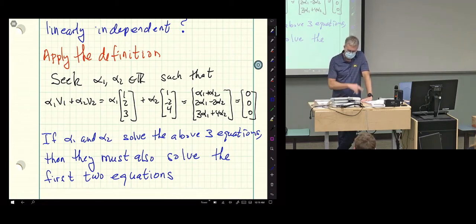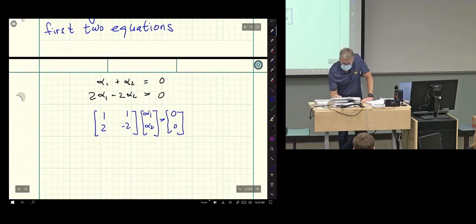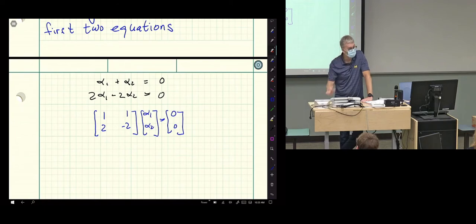So we only need to find one non-trivial solution to conclude that the vectors are linearly dependent. Or we prove there is no non-trivial solution. The only solution is the 0 vector for alphas. So if I'm looking at this matrix equation and I want to conclude that alpha 1, alpha 2 equals 0 is the only solution, what's the easiest thing to do?